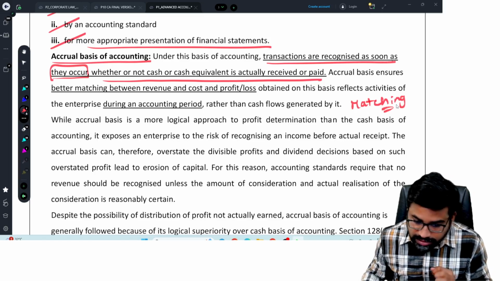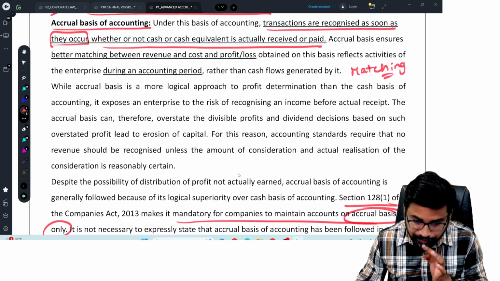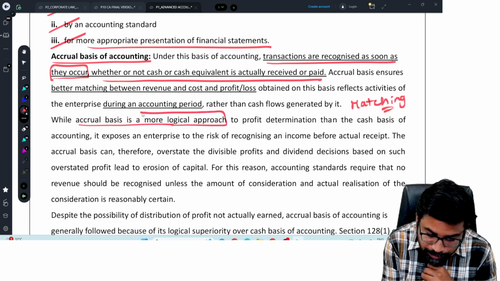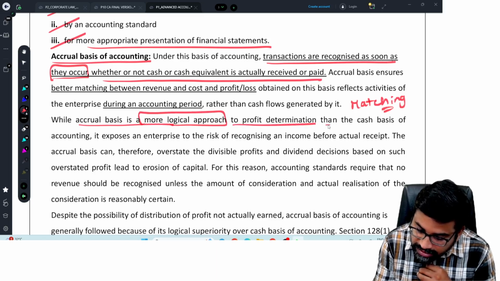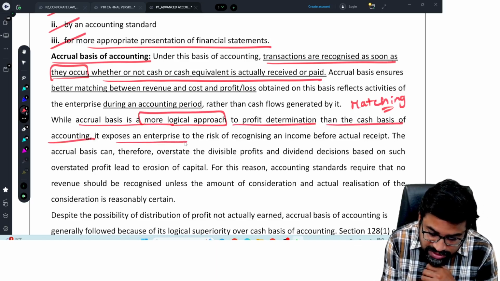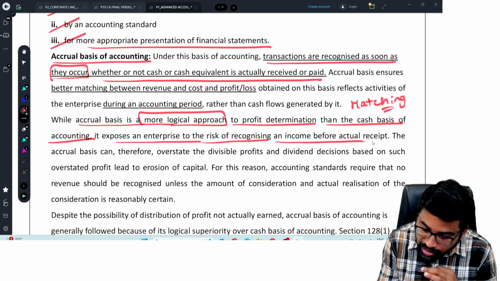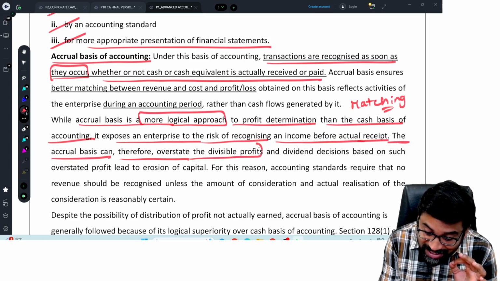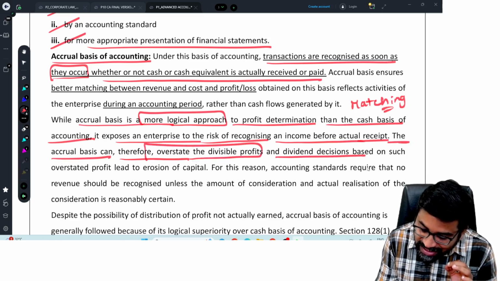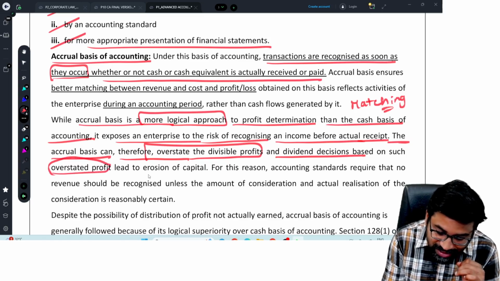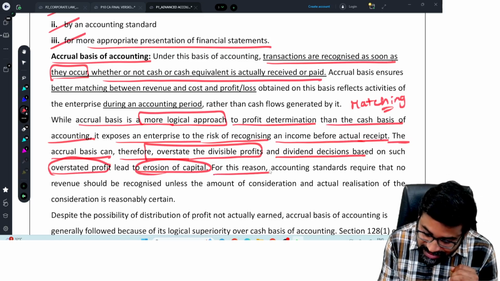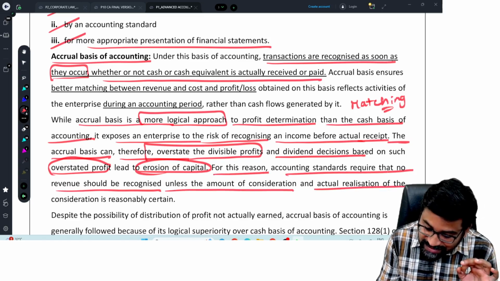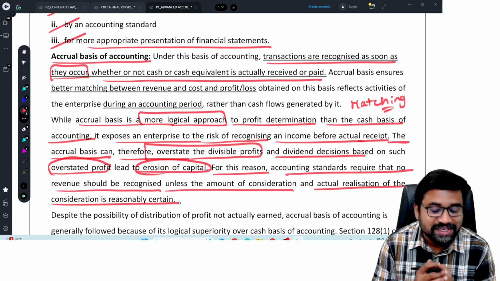So here in the study material, one good example is there. I will tell you. See here. While accrual basis is a more logical approach to profit determination than the cash basis of accounting, it exposes an enterprise to the risk of recognizing an income before actual receipt. The accrual basis can therefore overstate the divisible profits, and dividend decisions based on such overstated profit lead to erosion of capital. For this reason, accounting standard requires that no revenue should be recognized unless the amount of consideration and actual realization of the consideration is reasonably certain.